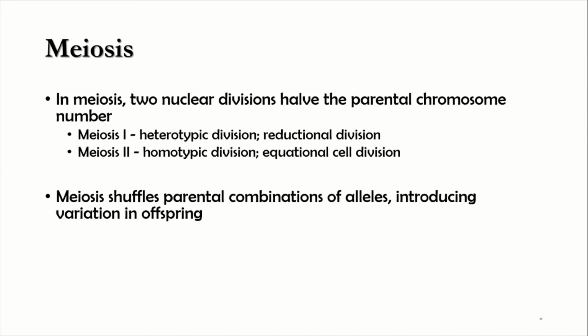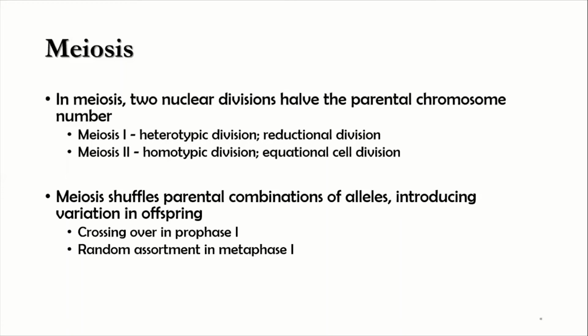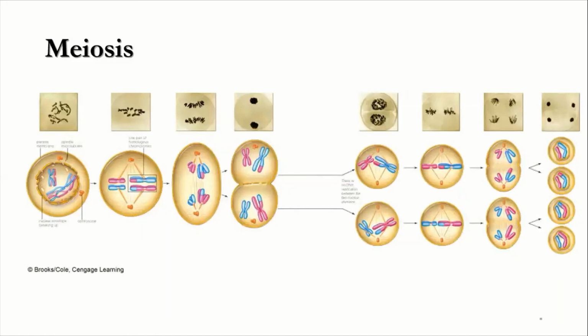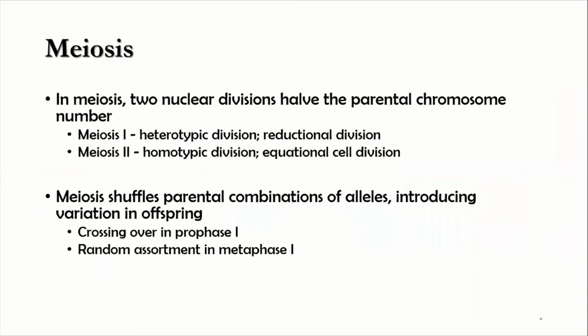Okay? So meiosis actually shuffles parental combinations of alleles, and this would be the reason for the variation in the offspring. Okay? So this happens because of the crossing over in prophase 1 and because of the random assortment in metaphase 1. Okay? So these are the stages of meiosis 1. So basically, you have PMAT, but it's twice. Okay, so you have prophase 1, metaphase 1, anaphase 1, telophase 1, and then afterwards you'll have prophase 2, metaphase 2, anaphase 2, and telophase 2. Okay, so basically it's the same process. However, as mentioned a while ago, in meiosis, there is the combination of alleles.